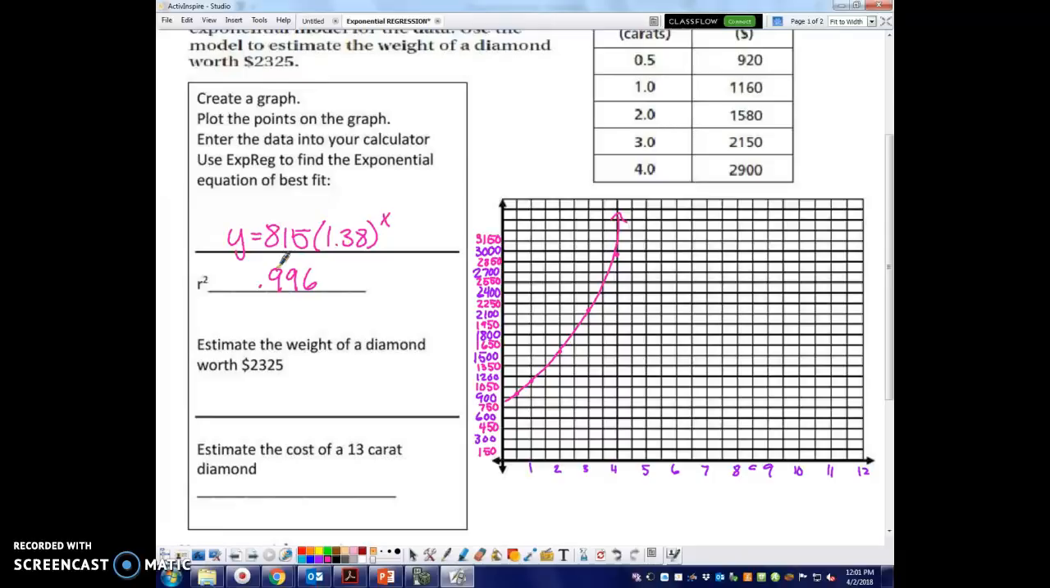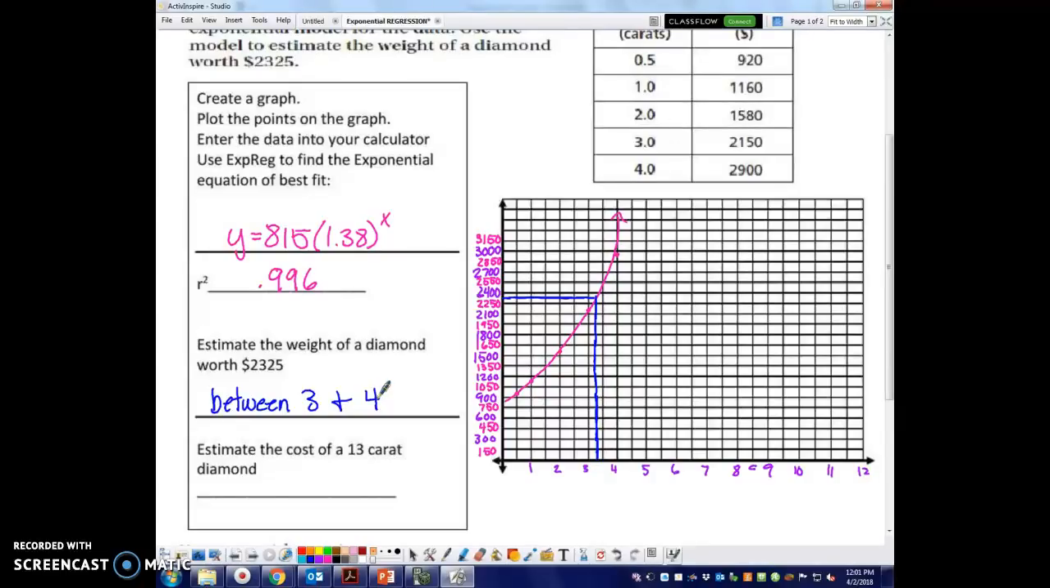Now, estimate the weight of a diamond worth $2,325. Okay? So we're estimating the weight. So let's go to $2,325. I would say it's somewhere like right here. Now we're estimating the weight, so go down. Okay? I would say it's between 3 and 4. Between 3 and 4.